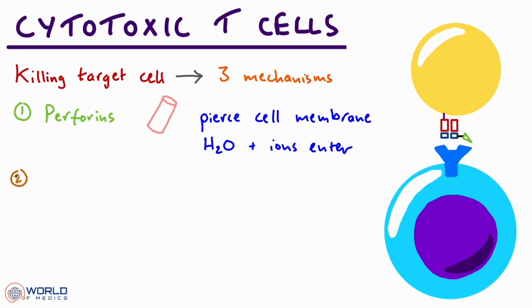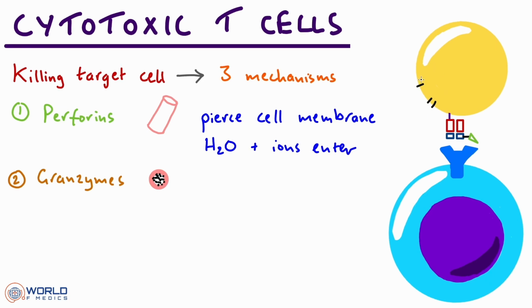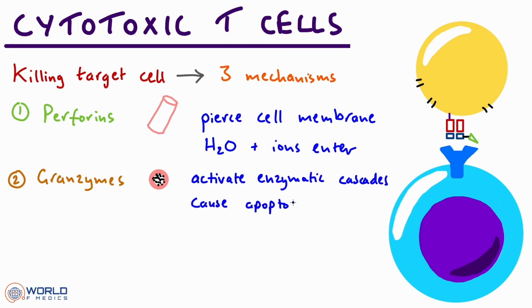The second mechanism is through enzymes known as Granzymes. These molecules enter through these gateways which the perforins have opened up for them. So they enter through these channels within the cell membrane of the target cell, and they stimulate a load of enzymatic cascades within the target cell, of which the end result is going to be programmed cell death, also known as apoptosis. So that's the second mechanism which cytotoxic T cells use.